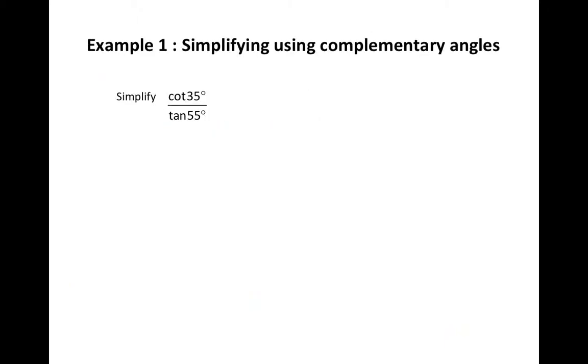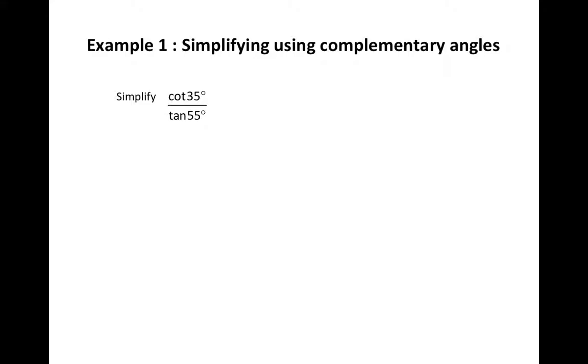Let's use these relationships now in problems. What will we be asked? How can we be asked to use these relationships? Example 1 asks you to simplify a trig relationship. It could be a product, a multiplication, or here we've got a division. Cot of 35 degrees over tan of 55.